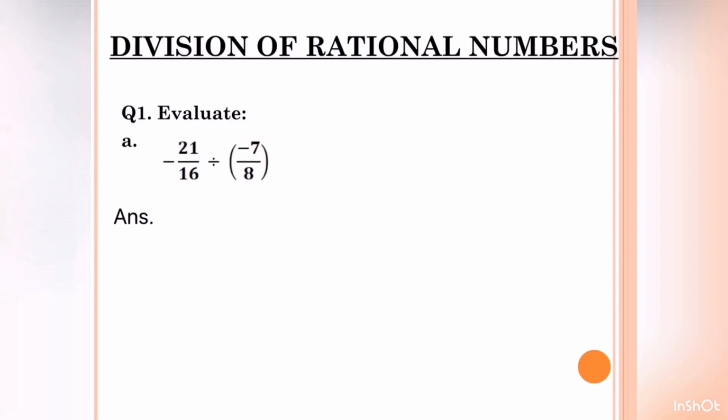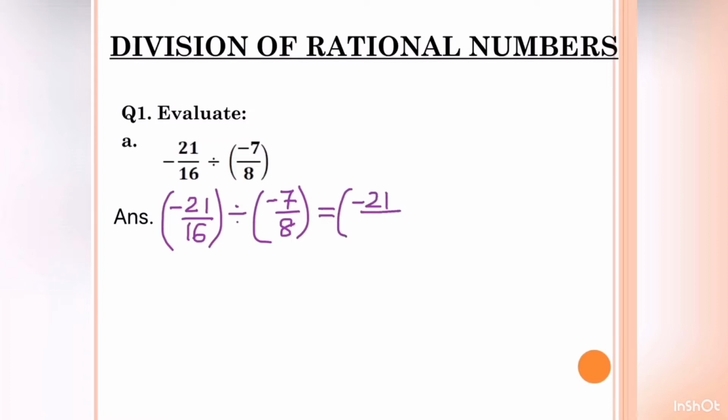Let us see how to solve sums on division of rational numbers. First question, evaluate minus 21 by 16 divided by minus 7 by 8. Answer: minus 21 by 16 divided by minus 7 by 8 is equal to minus 21 by 16 multiplied by, we take the reciprocal of minus 7 by 8, that is 8 by minus 7.